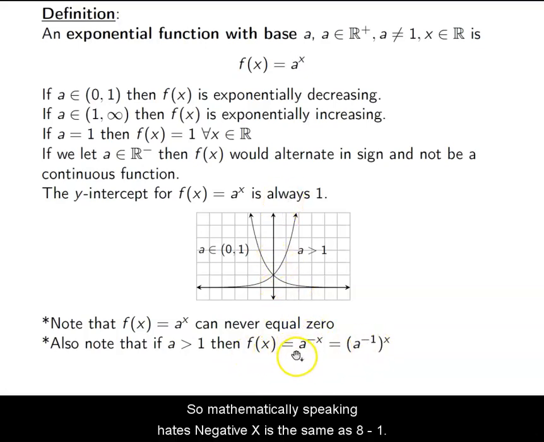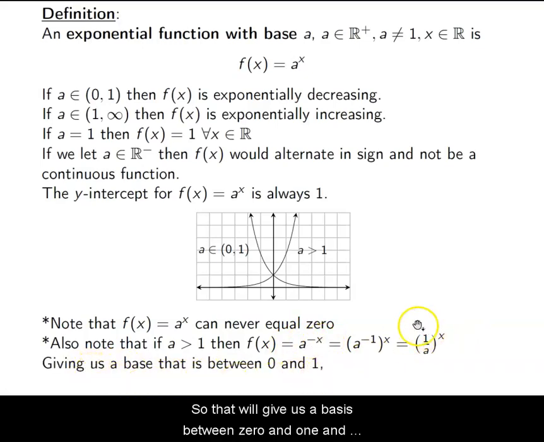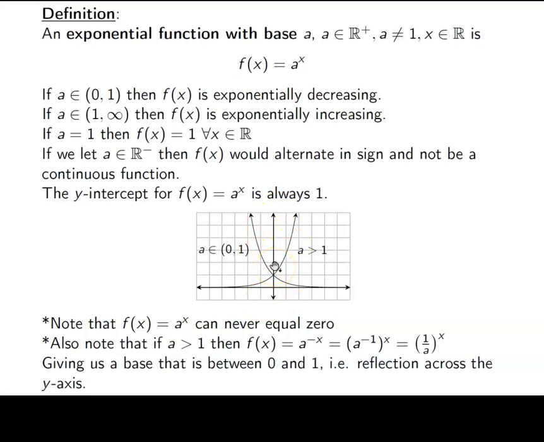So mathematically speaking, a to the negative x is the same as a to the negative 1 to the x power. A to the negative 1 is the same as 1 over a to the x power. This is now in between 0 and 1, right? Because if a is large, let's say a was 3, it turns into 1/3 to the x if my function is a to the negative x power. Okay, so that will give us a base that's between 0 and 1, and it'll take us from an increasing function to a decreasing function, or as we see here, basically it will rotate it across the y-axis. Okay. Reflection across the y-axis.